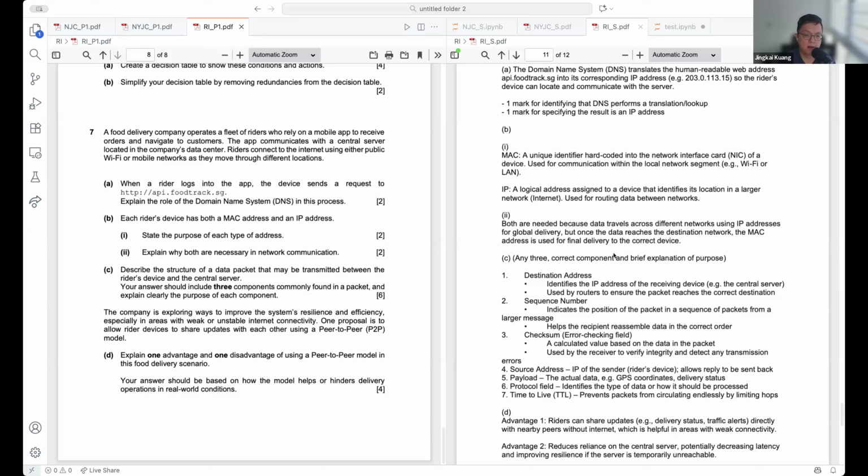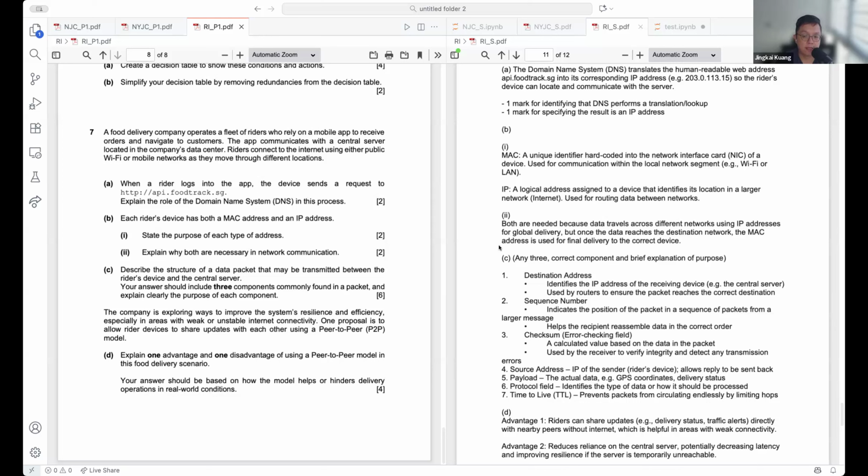Okay, MAC address and IP address. You have seen this many times before. So the MAC address is basically an address that is hard coded onto the network cards of your devices. So the MAC address by right cannot be changed. It is a hardware address. Then your IP address is basically the address that's assigned to your device by your router, in this case.